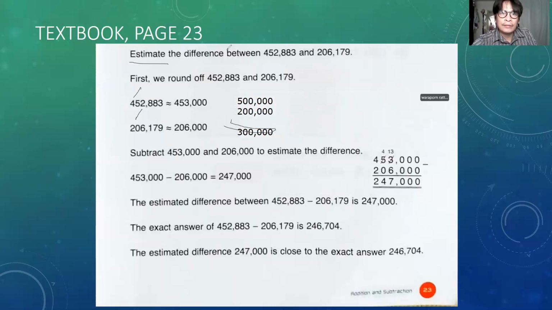Okay, sorry. The estimated difference, what is that drawing? Wait a minute. That one. The estimated difference is 300,000. Oh, it's very difficult to draw. Wait a minute.